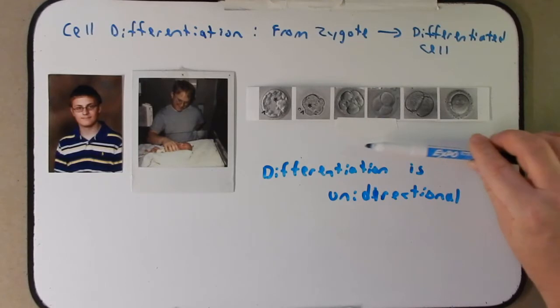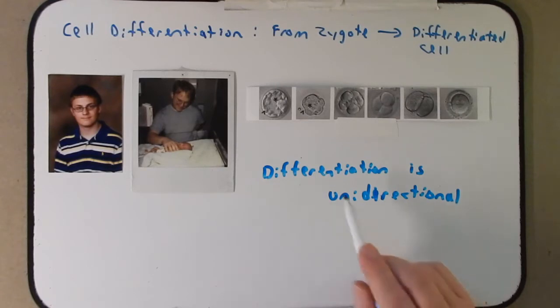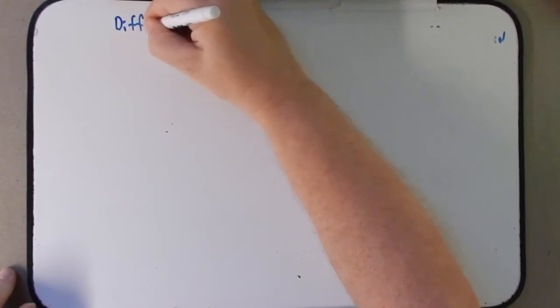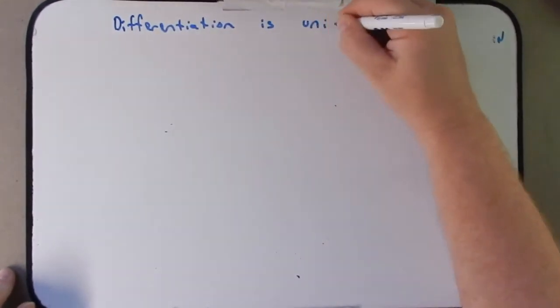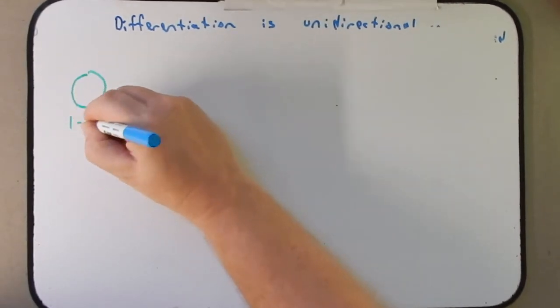Once a cell becomes differentiated, there's no going back to an undifferentiated state. Usually. You'll learn in other classes, not this one, that cancers are often set by a de-differentiation of cells. But under normal healthy conditions, differentiation is unidirectional. So let's write that up here at the top, just to keep in mind. Differentiation is unidirectional.